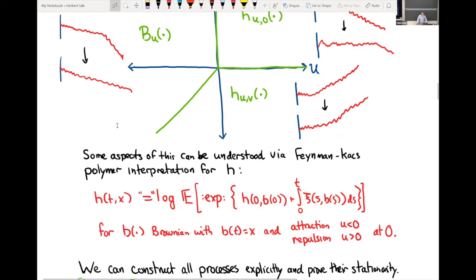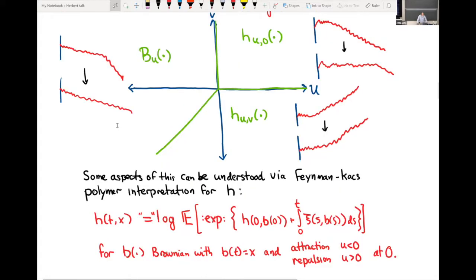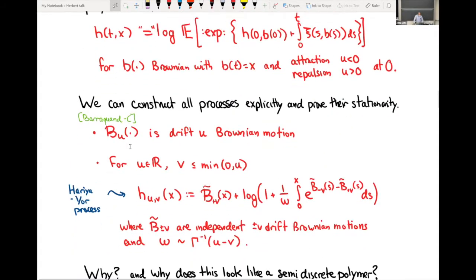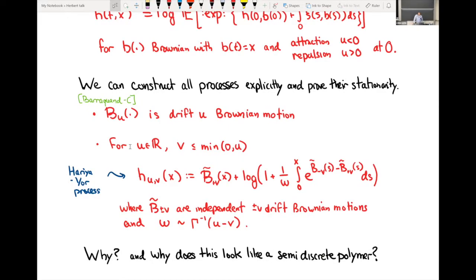Okay, so I'm not going to prove the conjecture, in the sense that I'm not going to prove that as t goes to infinity, these are the things you get. But what I will do is tell you exactly what these h's are, and then I will prove to you that they are themselves invariant. So what are these processes? B sub u is simply a drift u Brownian motion. So that, I already told you.